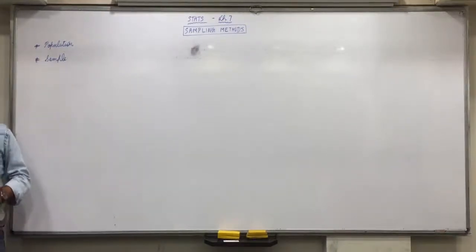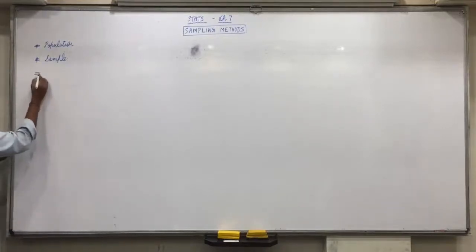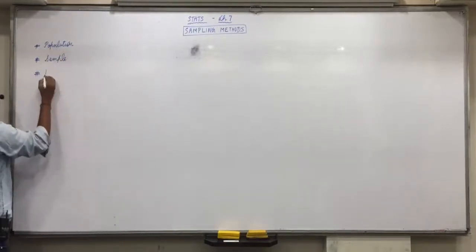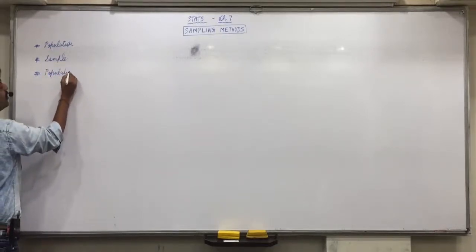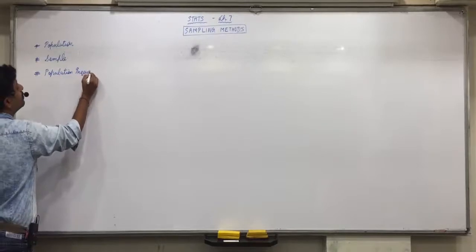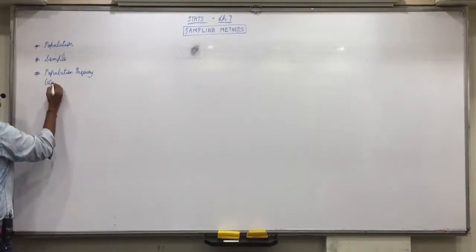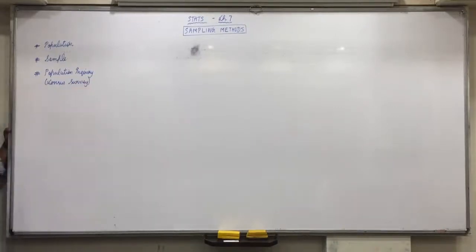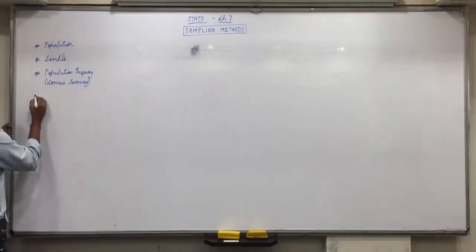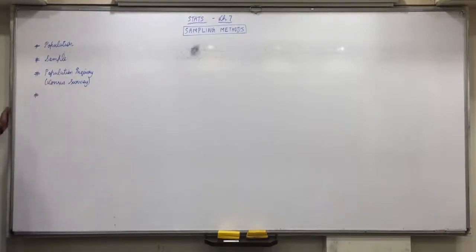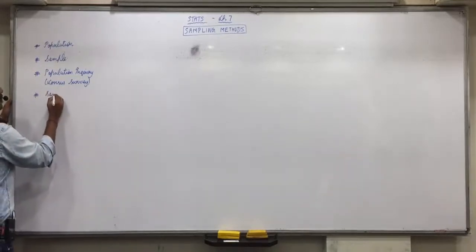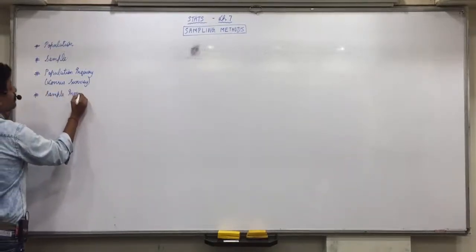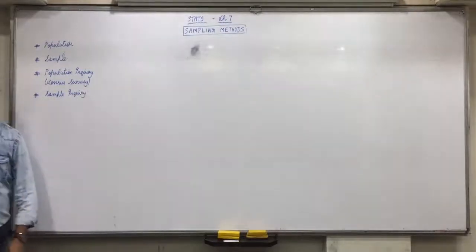And the process of collecting information from all the units is called population inquiry, or it is also called census survey. Either you call it population inquiry or you call it census survey. And if you collect the information, instead of from 70, from only 9 out of 70, it is called sample inquiry. Is everyone clear with this?